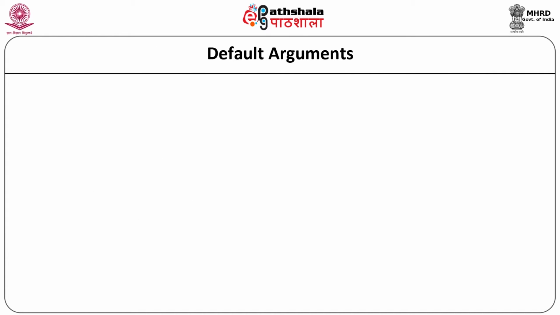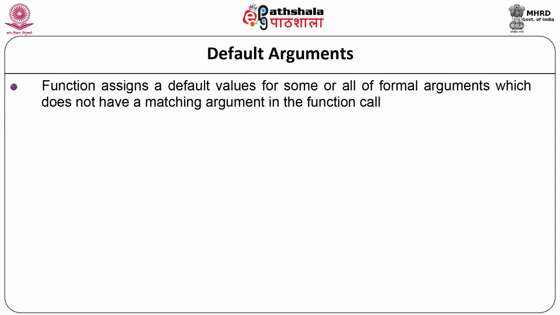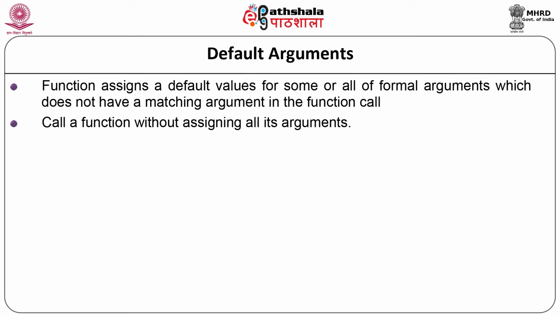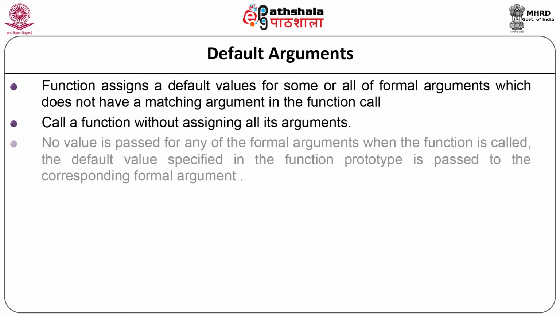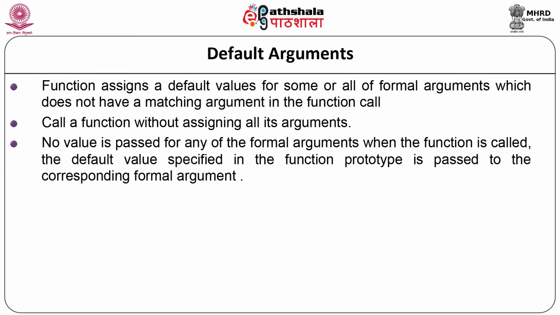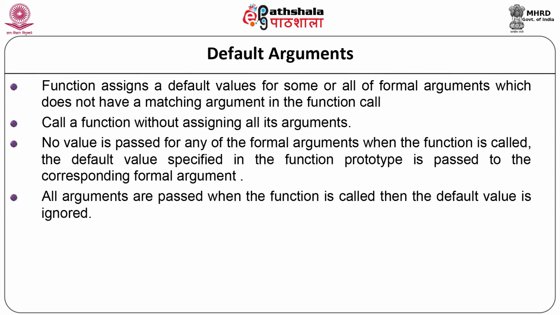Default arguments. It is a concept of C++ in which a function assigns default values for some or all of its formal arguments, which do not have a matching argument in the function call. These default values are called default arguments. This allows us to call a function without assigning all its arguments. If no value is passed for any of the formal arguments when the function is called, the default value specified in the function prototype is passed to the corresponding formal argument, and if all the arguments are passed when the function is called, then the default value is ignored.